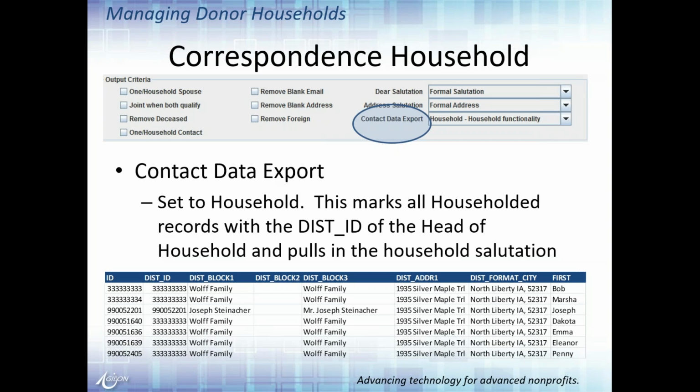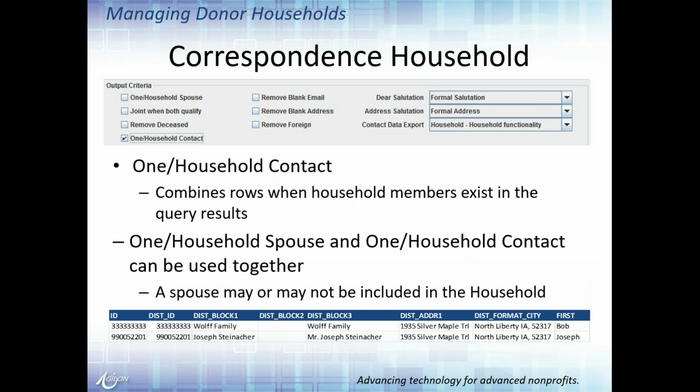But I still haven't reduced the contents of the export. I still have multiple rows for the Wolf family. So in order to make this so that I only have one row per household, we're going to use that checkbox up at the top, which is one per household contact. So it'll take those six rows that are all part of the Wolf family and turn those into a single row that now just says Wolf family. And Joseph Steinacher, even though he lives at the same address, was not combined into the Wolf family household because he's not part of the household, even though he shares an address.